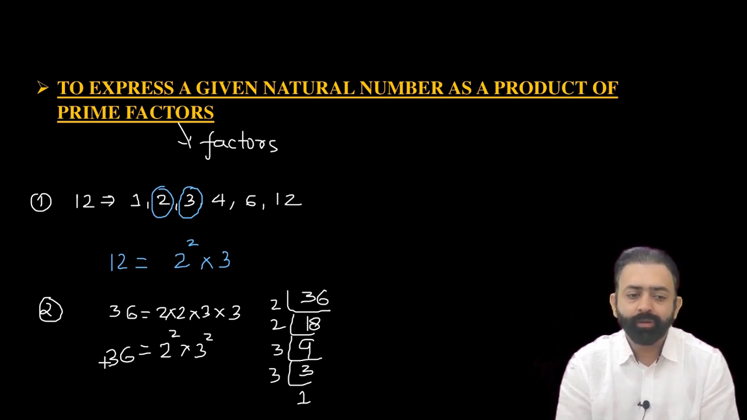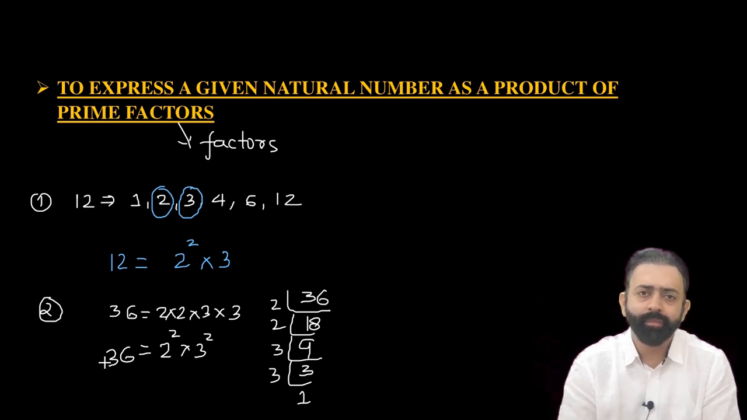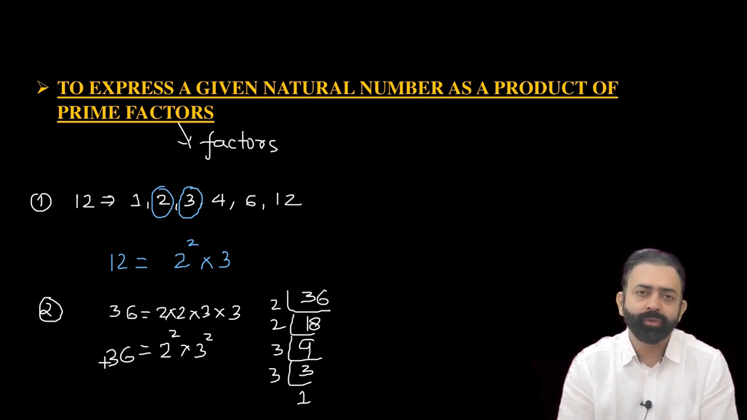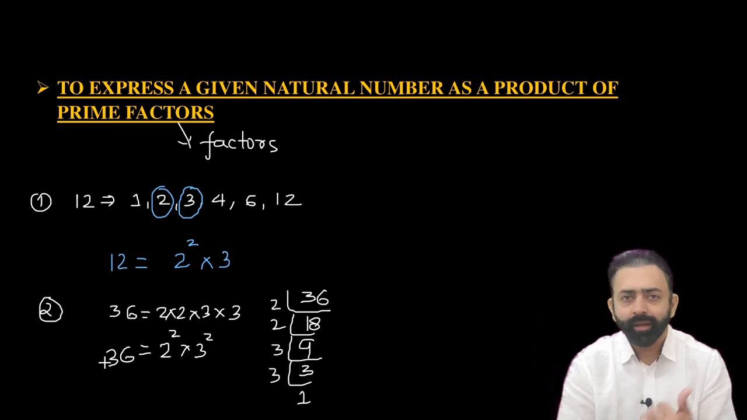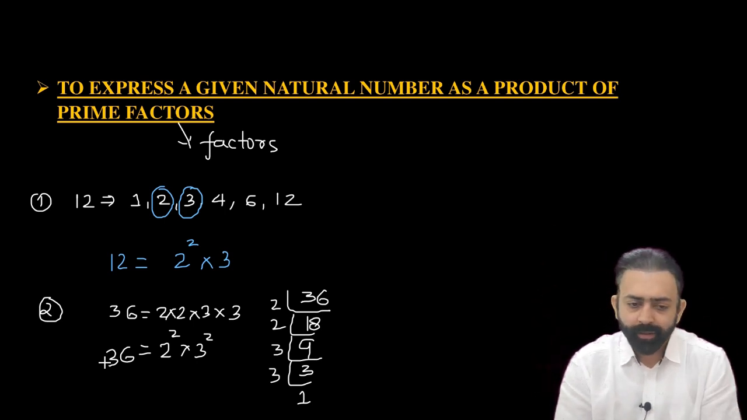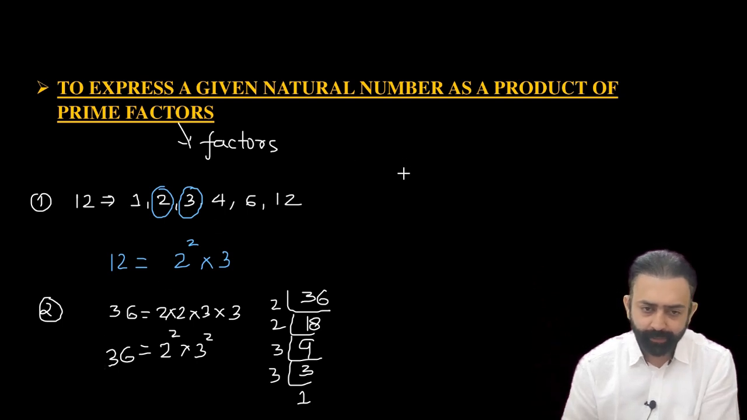Okay, so this is about finding out the prime factors of a given number. You start dividing the given number by the first prime number and keep on changing the prime number as soon as you get a number which is not divisible by it. So you switch to the next prime number. Okay, we can take another example. Let us say example number 3.